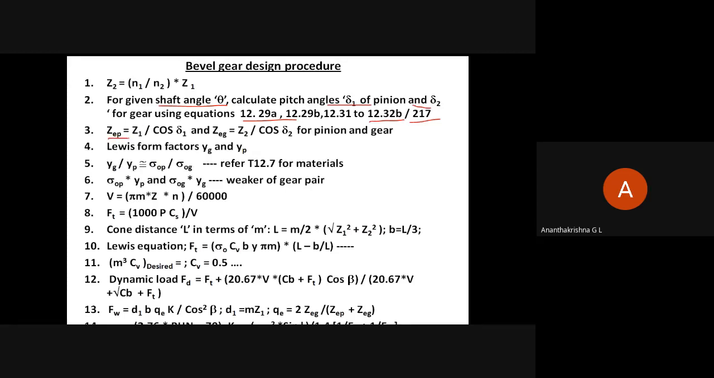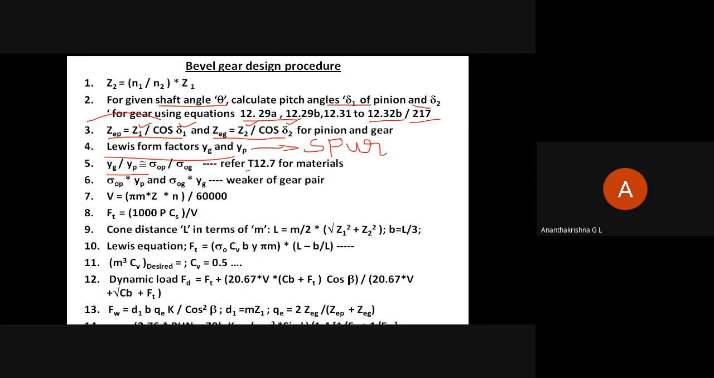Then calculate virtual number of teeth on pinion using Z1 by cos delta 1, and virtual number of teeth on gear using Z2 by cos delta 2. The cos delta 1 and delta 2 you would have found out in the previous step. Then find out Lewis form factor using the same equations that we have used while calculating Lewis form factor for spur gears. Is that okay? And then find out Yg by Yp ratio.